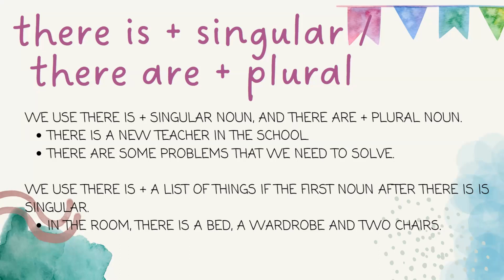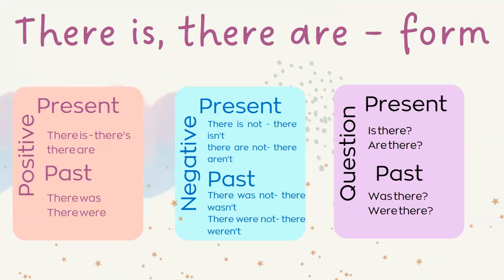We use there is plus a list of things if the first noun after is singular. In the room, there is a bed, a wardrobe, and 2 chairs. There is, there are form. The present and positive is there is, there's, or there are. The positive and past would be there was, there were. Present and negative would be there is not, there isn't. There are not, there aren't. Negative and past would be there was not or there wasn't. There were not, there weren't.